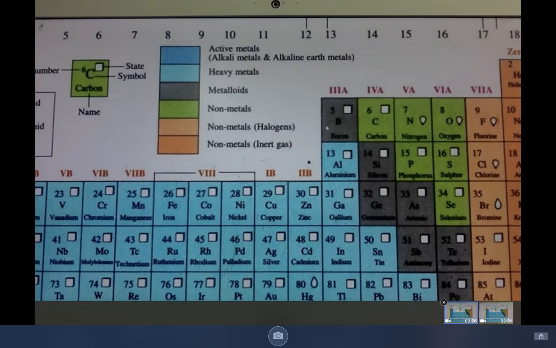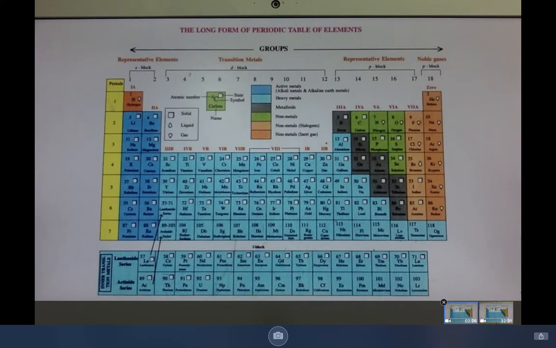The first period had only 2 elements. One was hydrogen and one was helium. The second period had 8 elements. Lithium, atomic number 3, beryllium, atomic number 4, going on from there till neon, atomic number 10.